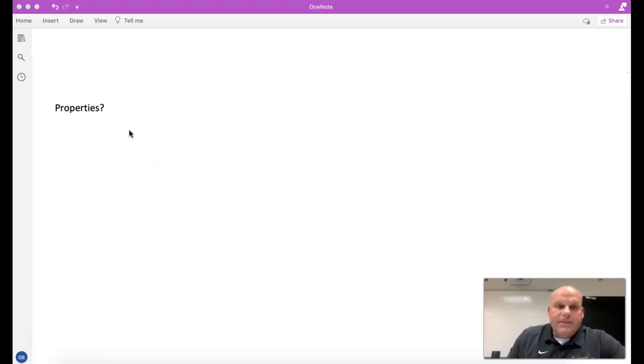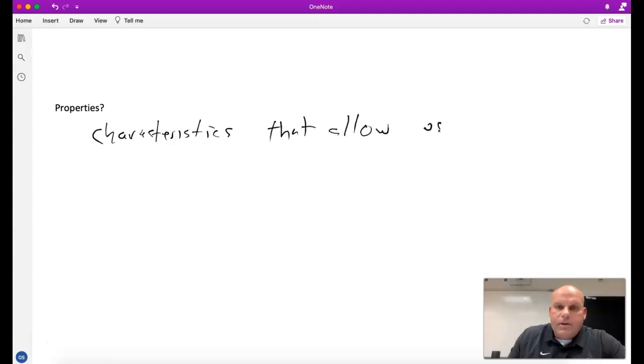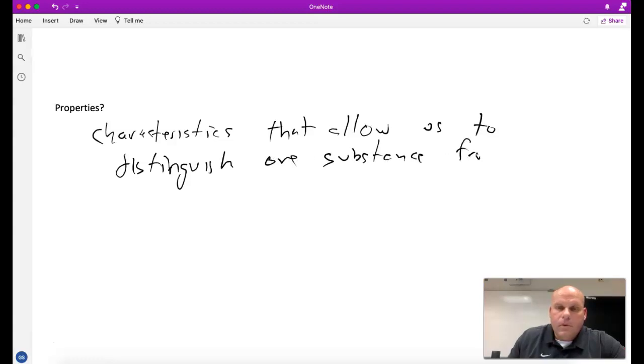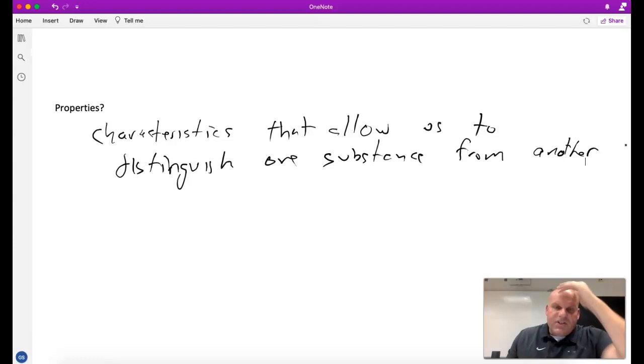So first, what are properties? Let you think about that for a moment, how you would explain it. Basically, properties are characteristics that allow us to distinguish one substance from another.